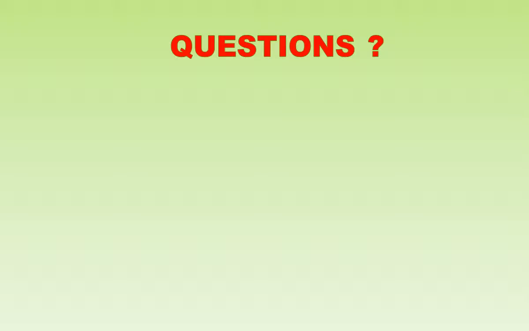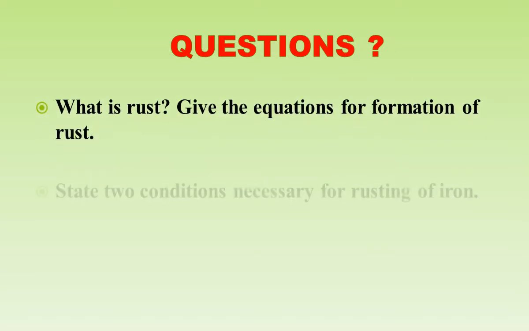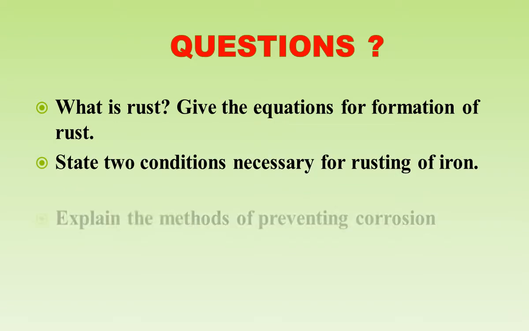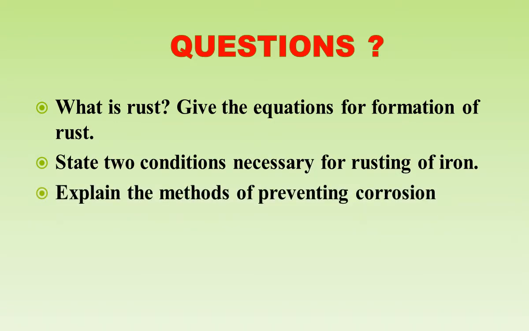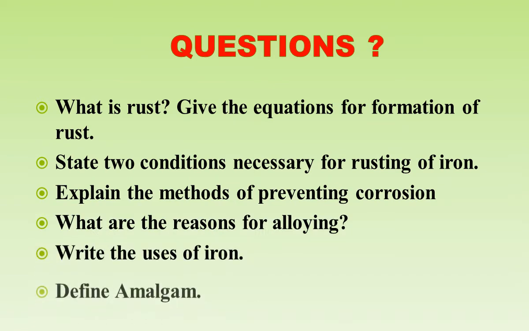My dear students, you should watch these 5 videos at least 2 or 3 times. Watch them fully, and only then will you understand what we have learned in this unit. Questions may be asked on: rust and the formation of rust, conditions necessary for rusting of iron, methods of preventing corrosion, reasons for alloying, uses of iron, and define amalgam. Thank you, students.